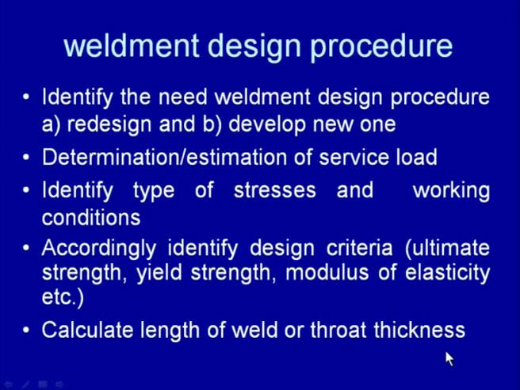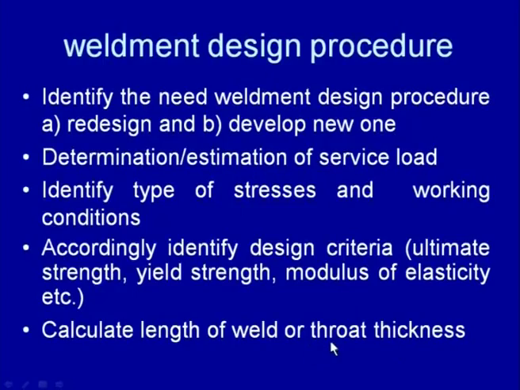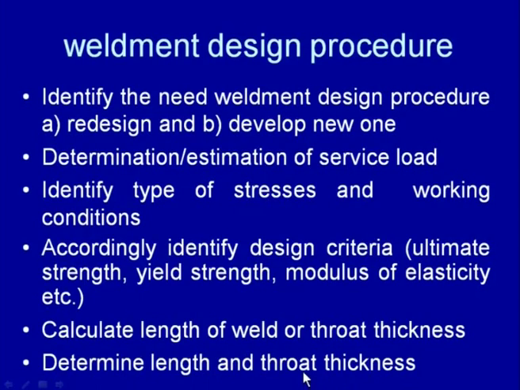Basically, we try to calculate the length of the weld for a given throat thickness, because the throat thickness for the groove weld is normally fixed, which is taken as the minimum thickness of the plate, or in case of the fillet weld, the minimum fillet sizes of the welds are also fixed for the different thicknesses. So, most of the time throat thickness is fixed, and we try to determine the length of the weld. Determination of the length of the weld and the throat thickness helps us in establishing the load resisting cross sectional area as a part of the design of the weld joint.